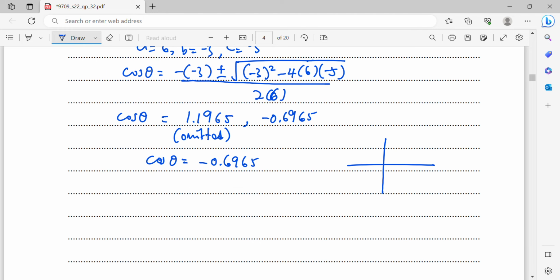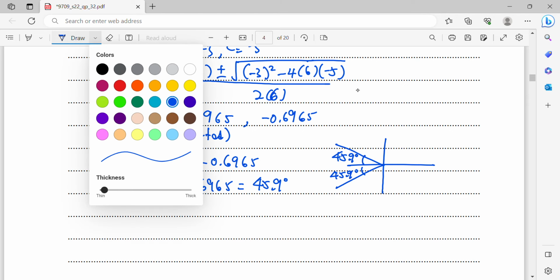Now by referring to the quadrants, cos negative means that it is second and third quadrant. So use a calculator to get the basic angle. Your theta is inverse cos 0.6965. This basic angle from calculator is 45.9 degrees, which means here is 45.9, and same for the next.